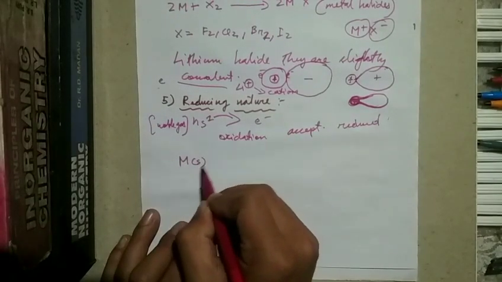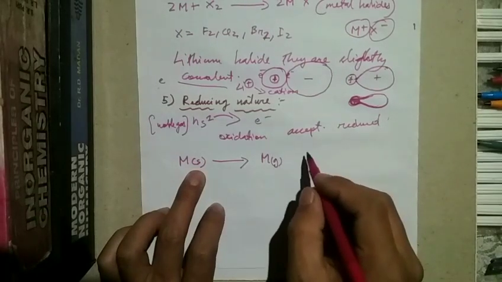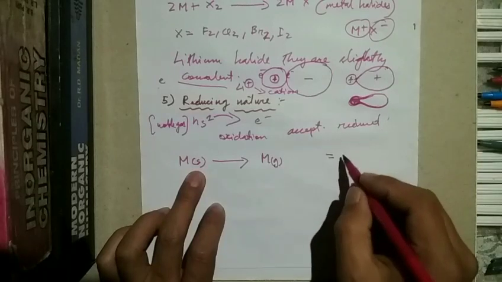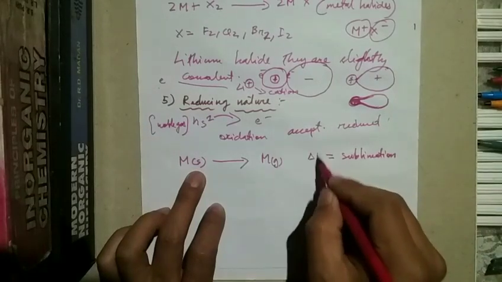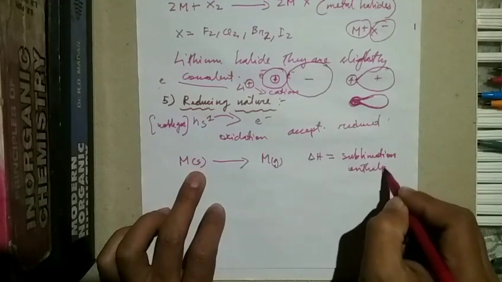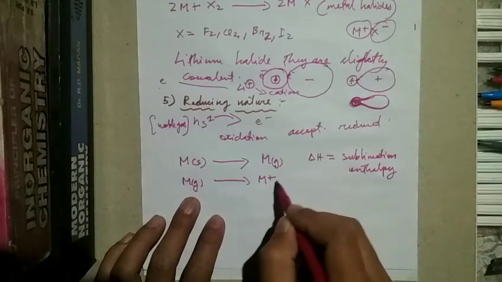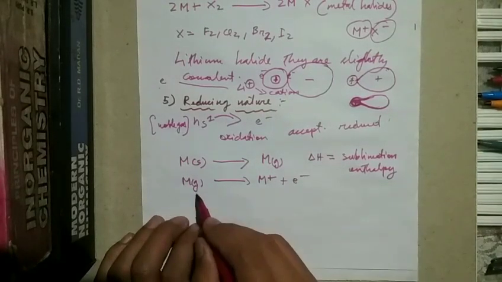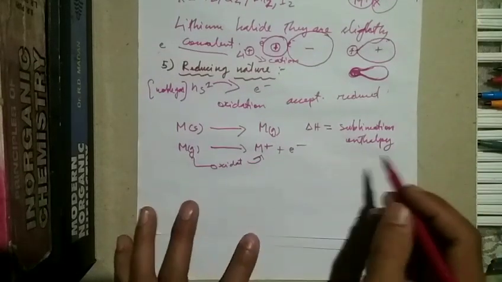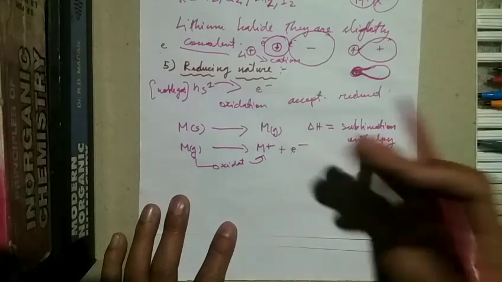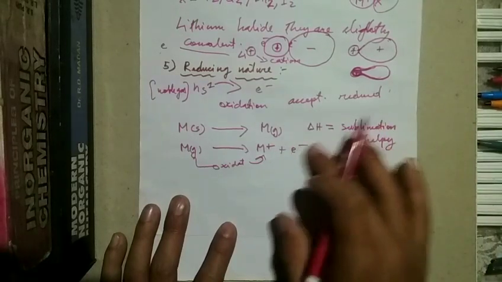Let's see. First, this alkali metal, when in solid form, is converted to gaseous form. The conversion from solid to gaseous is known as sublimation, and the energy involved is known as sublimation enthalpy. Now this gaseous metal can lose an electron, so after losing the electron it becomes M+. Oxidation takes place, that means losing of electron. This electron can be taken up by another element, and thus reduction takes place.